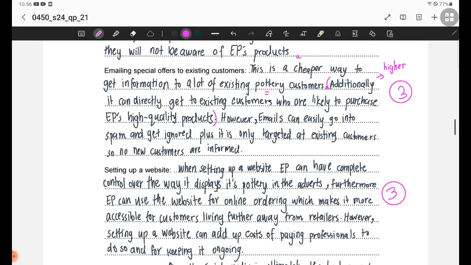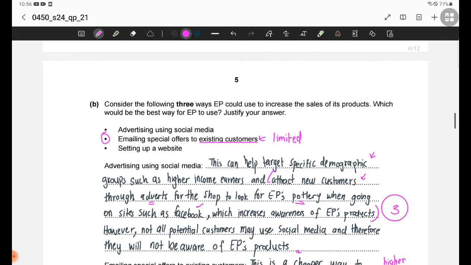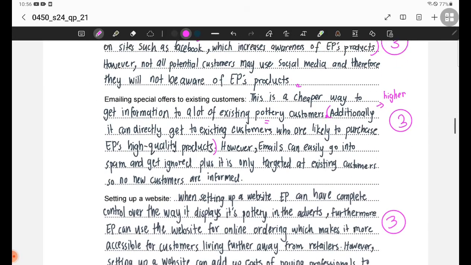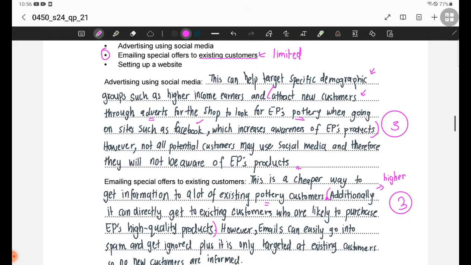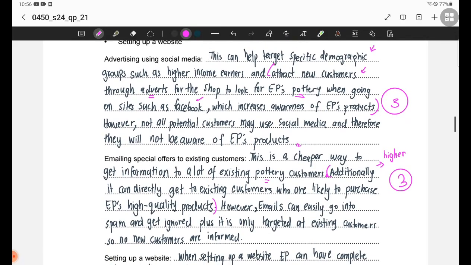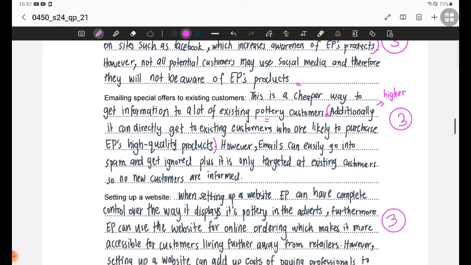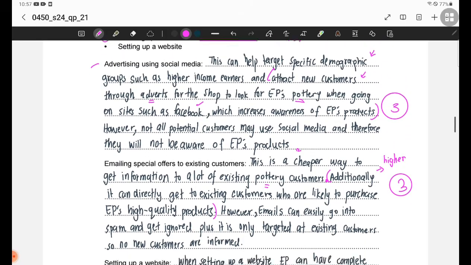Okay, for the justification. However, emails can easily go into spam. Okay, this is very obvious. And sometimes they may get ignored. Also, they only target existing customers. Please do mention that. They do not target new customers, so you will not gain awareness. And here our goal is to increase the sales. You may or may not increase it using emails, but not as much as when attracting new customers plus your original old customers. So that's a plus for social media here.